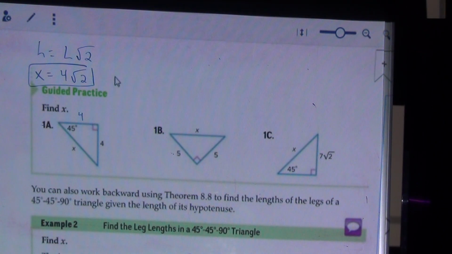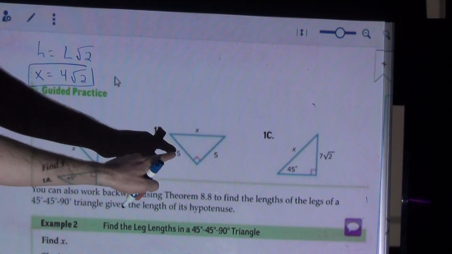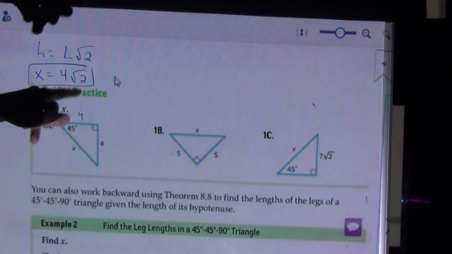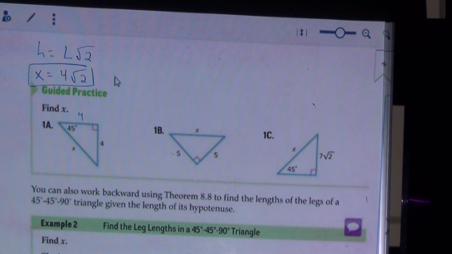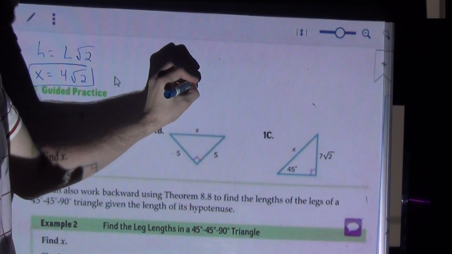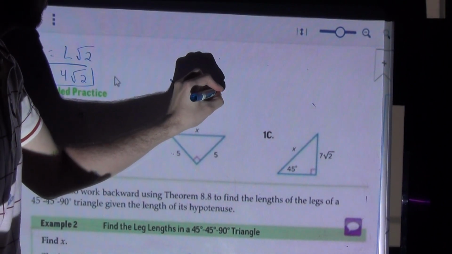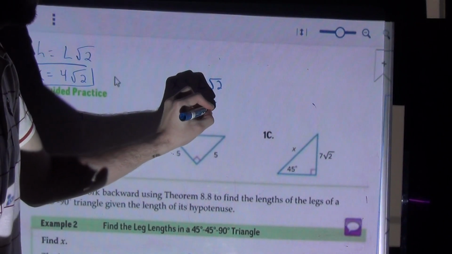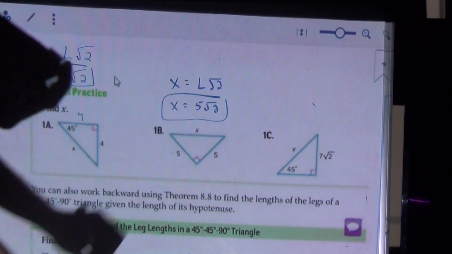Alright, 1B, we get a similar thing. Since these two legs are congruent, you know that these two angles are going to be congruent to each other, meaning that's a 45, 45, 90 triangle. So we know that x here, it's the same thing. x is going to be equal to the length of the leg times the square root of 2. So x is just going to be 5 root 2. This is going to get trickier, don't worry. This is just the beginning.